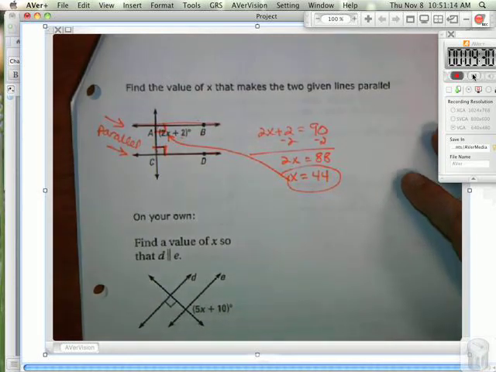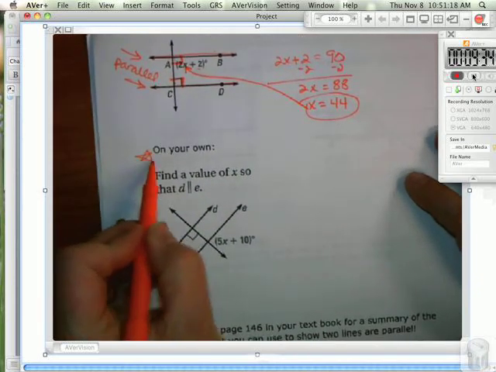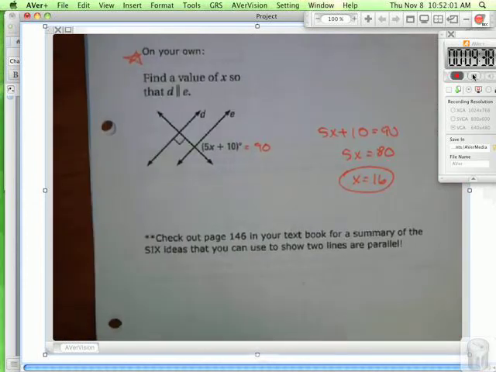All right, you do this one then. You do this one. All by myself? Right now. You should get x equals 16.